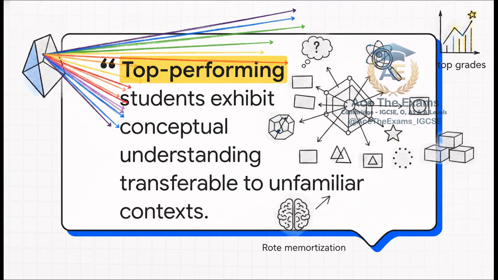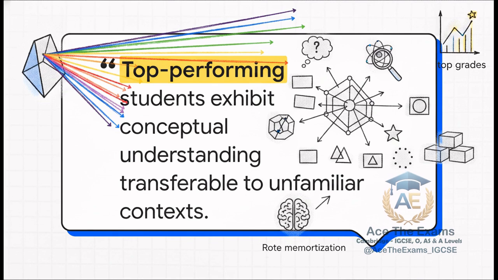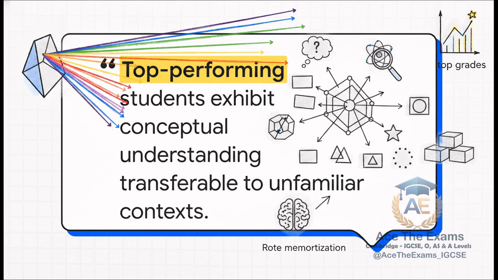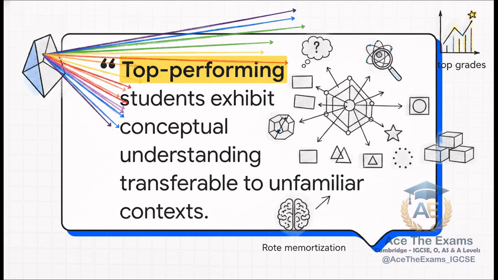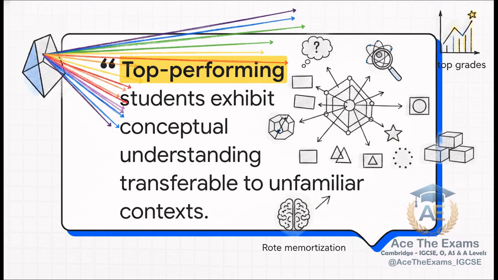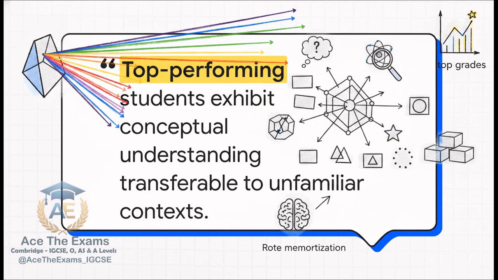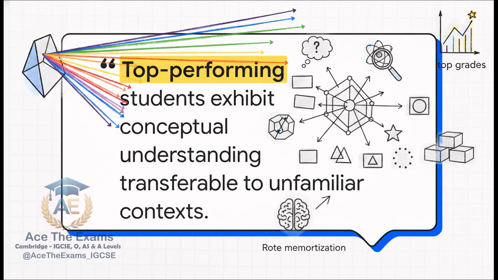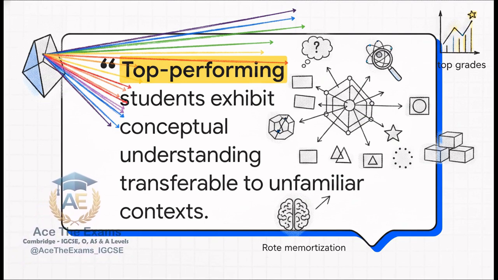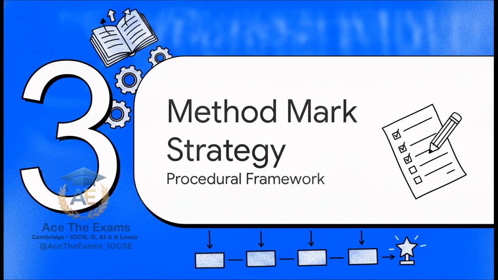If they give you a weird scenario about light passing through a diamond underwater, you can't panic. You need to understand the why well enough to apply the rules of refraction and frequency to that totally new, unfamiliar context. The assessment framework prioritizes analytical depth over superficial breadth. You have to see the underlying pattern, the code of the physics, no matter what weird scenario they dress it up in. Let's transition to Section 3, the Method Mark Strategy.